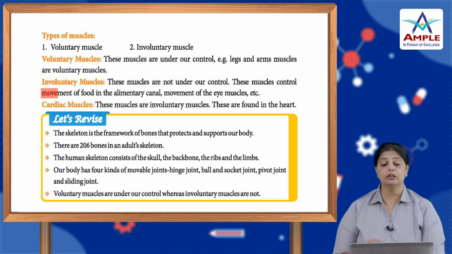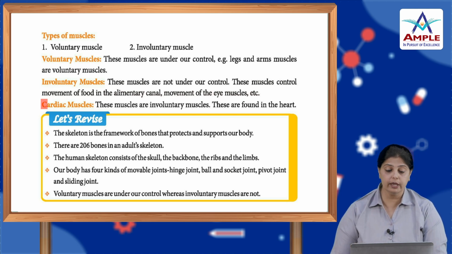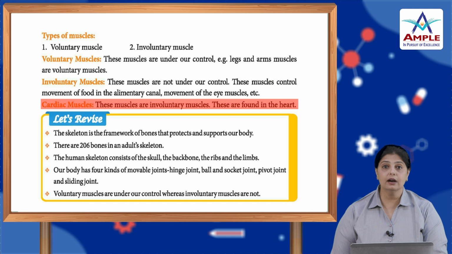Involuntary means these muscles are not in our control. These muscles control movement of food in the alimentary canal and movement of the eye muscles. These are the muscles that we do not know how they work; they take their own control. Now, cardiac muscles are involuntary muscles and these are found in the heart.